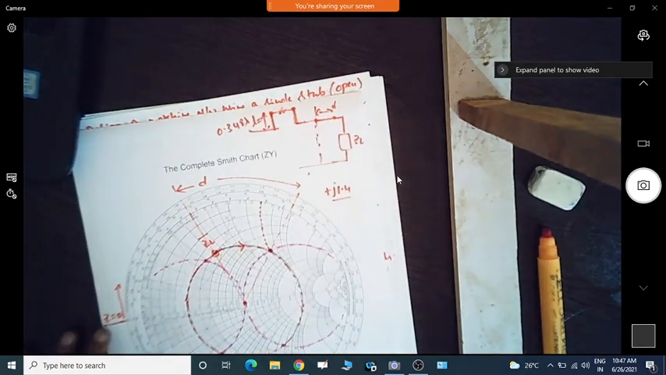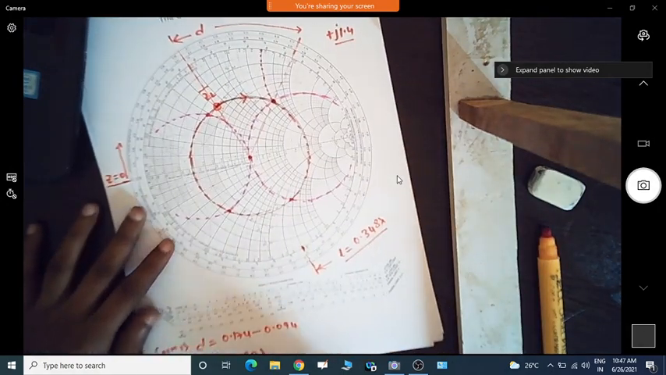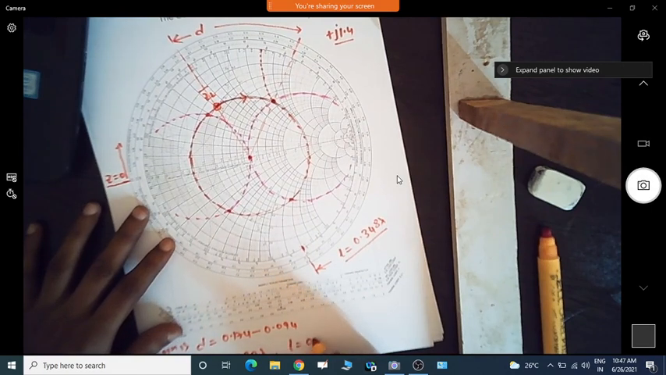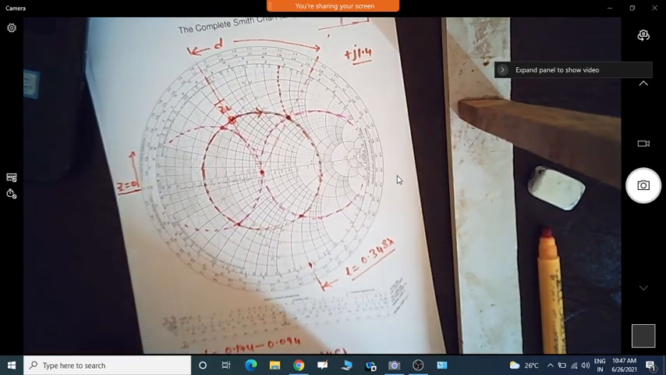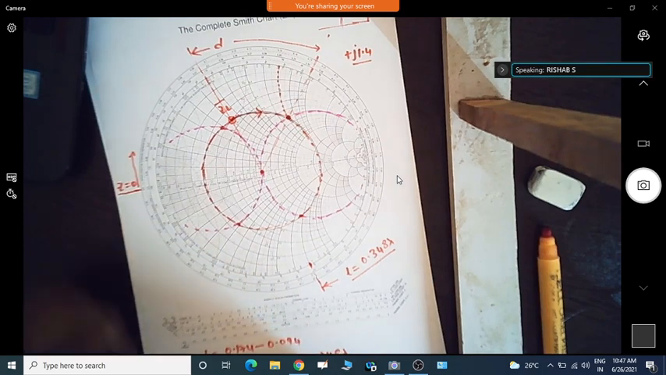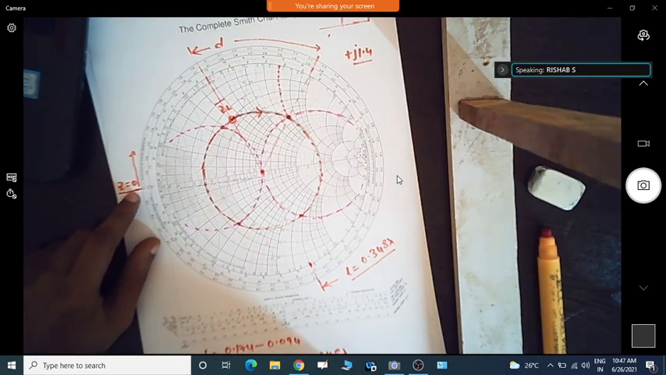Now this is the first solution. We got D, and we got L, that is 0.348 lambda. Is it understood? Any doubt in this? How we will get the solution, the first solution? Hello? Anybody, any doubt? Sir, again, can you show that length? How did you measure, sir? Yeah, the length. Here it is the open circuit point, right?